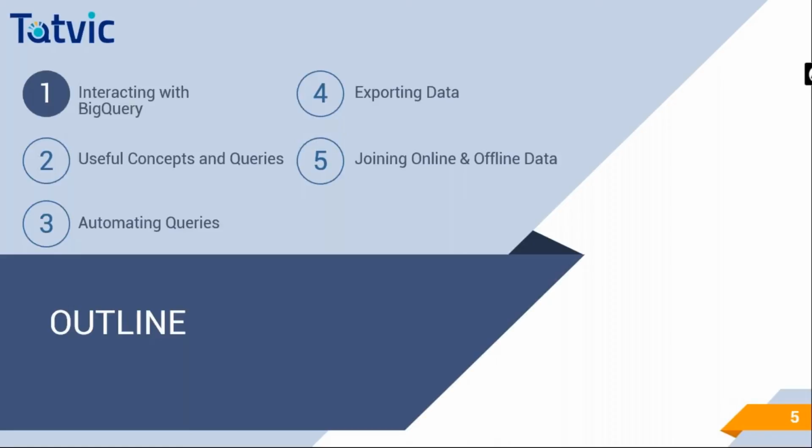Talking about which, we will also talk about how we can export the data, exporting the data into Excel, R, Python, or any other languages or tools that we use on a day-to-day basis. Followed by which, we will also be showing you a demo of how we can join online and offline data. For online data, we will be taking Google Analytics 360 data, and for offline data, we will be using some dummy CRM data.